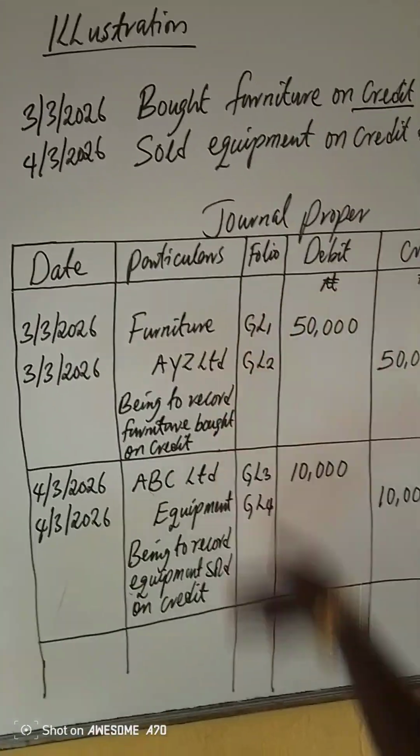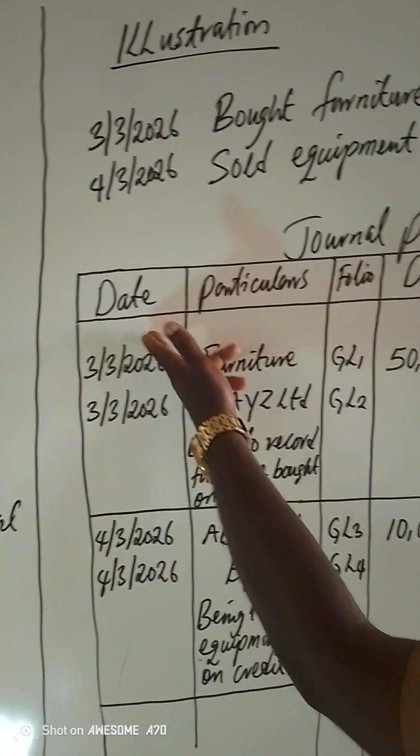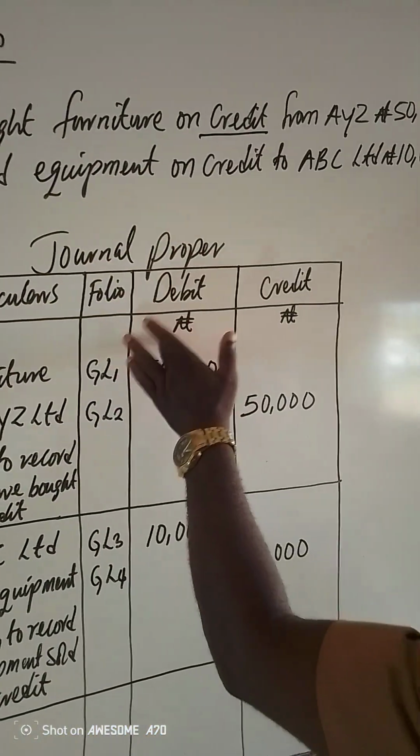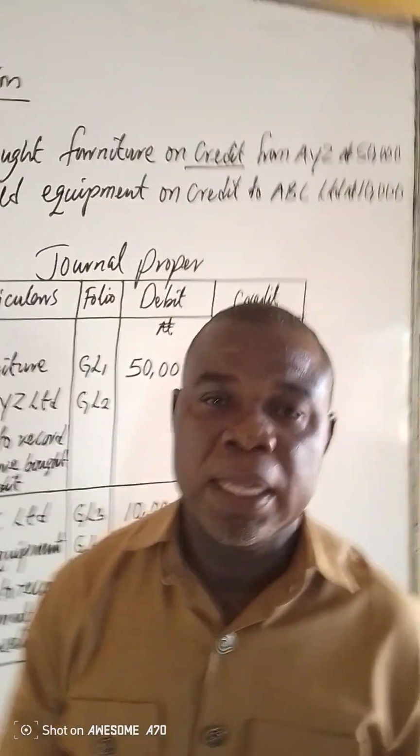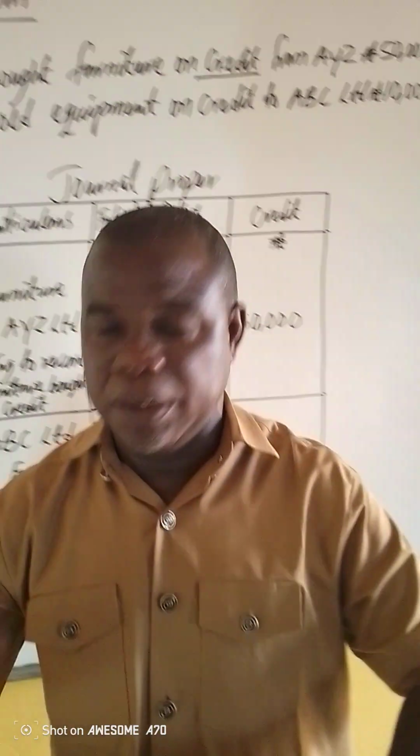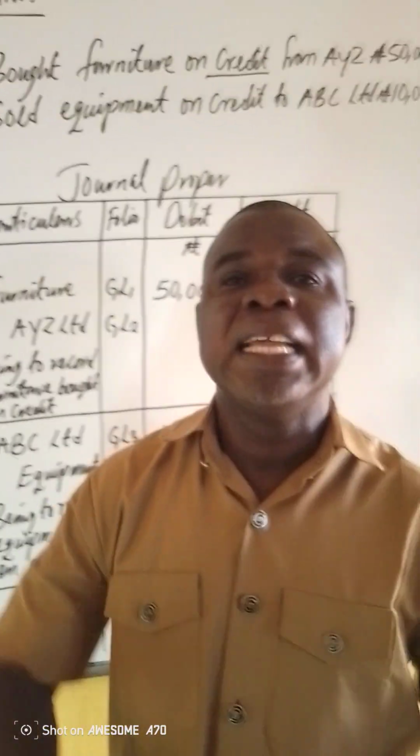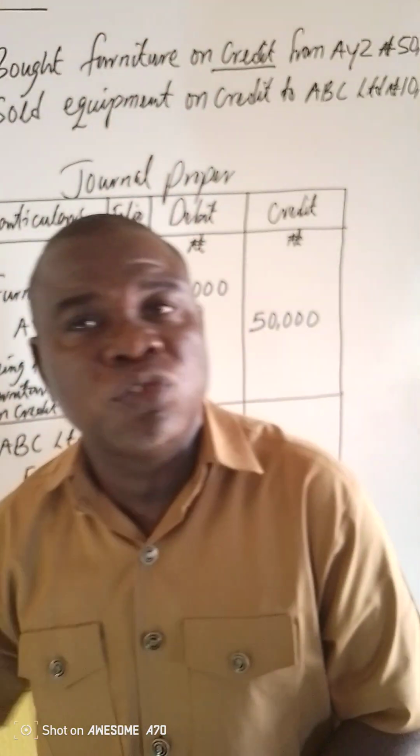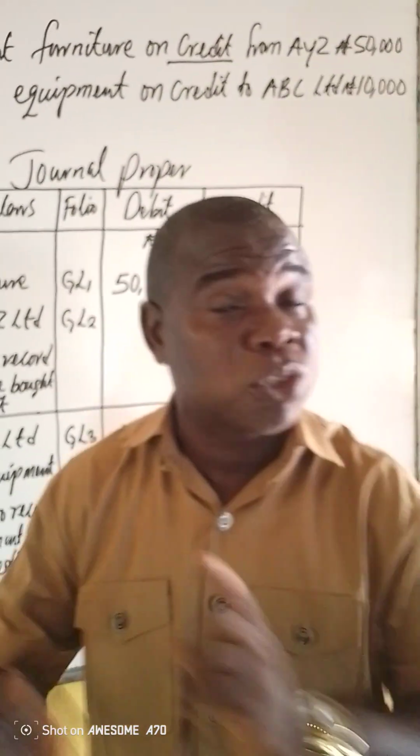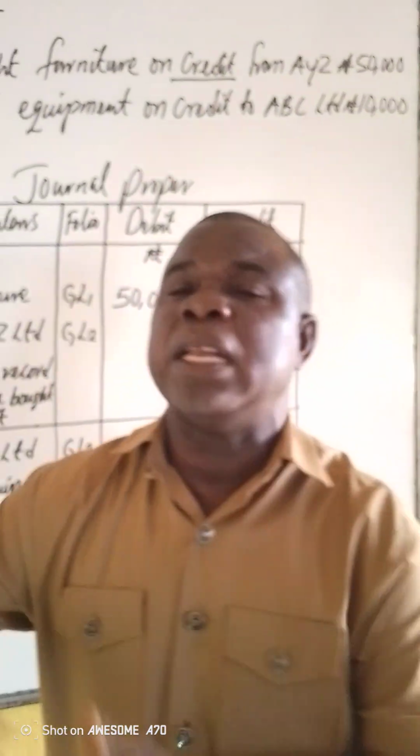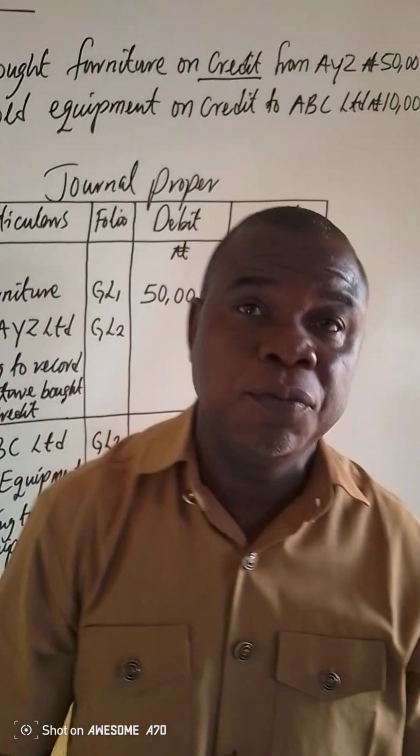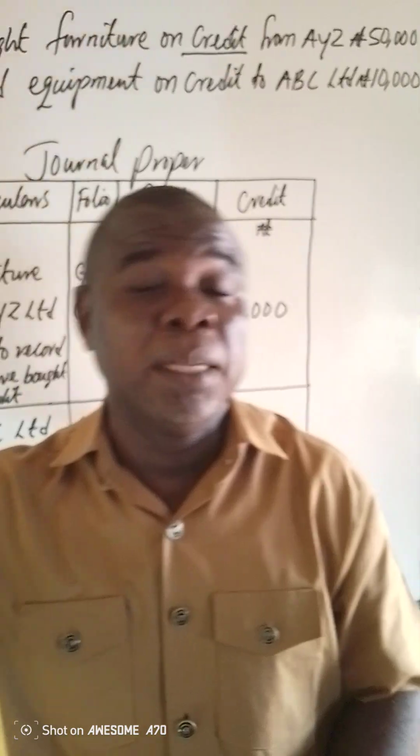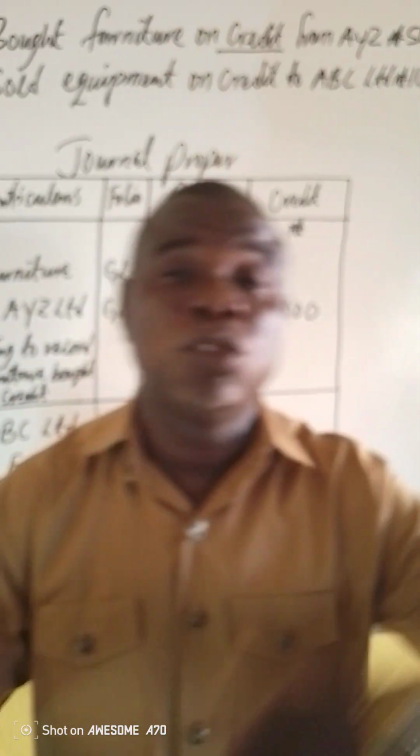First, you have to draw your journal proper. The journal proper has the date, the particulars, the folio, the debit and the credit. And there are rules of recording into the journal proper. The rules must be respected. Rule number one is that the debit entry in the journal proper must come first before the credit entry. If you look at the ledger, there is no strict rule that the debit entry must be posted before the credit. If you like, you can post the credit before the debit because the two ledgers are separate, so which one comes first does not matter.